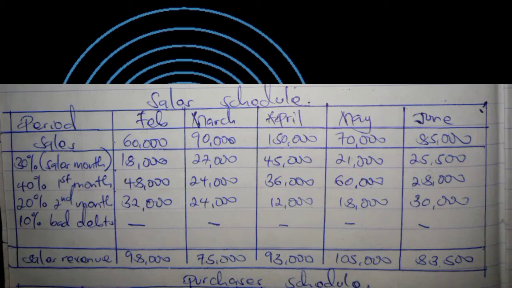Here for Feb it's 98,000. For March it's 75,000. For April it's 93,000. For May it's 105,000. Then for June it's 83,500. Then let's read another paragraph in our question. That was all about the sales schedule, and the total sales revenue is what we shall record in our cash budget.